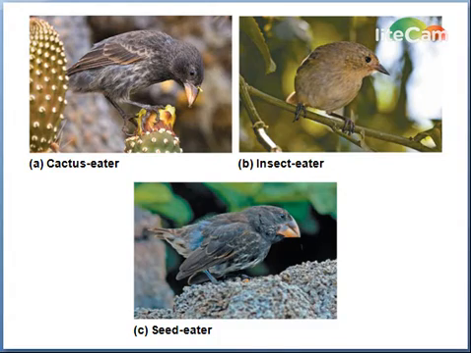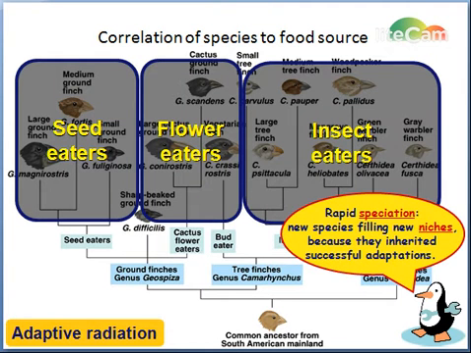So these are three examples of the beak variation among finches in the Galapagos. So how did those come about? According to Darwin's theory, it's related to the food source for each of these types of finches and species. There are three basic types: seed eaters, flower eaters, or insect eaters. So rapid speciation is the new species filling a new niche because they inherit successful adaptations.